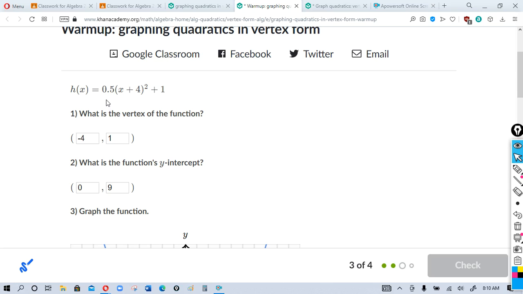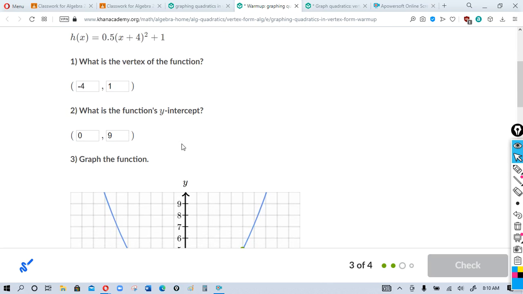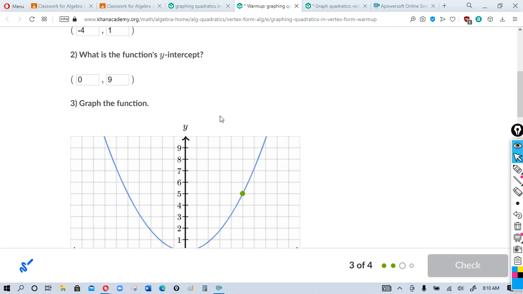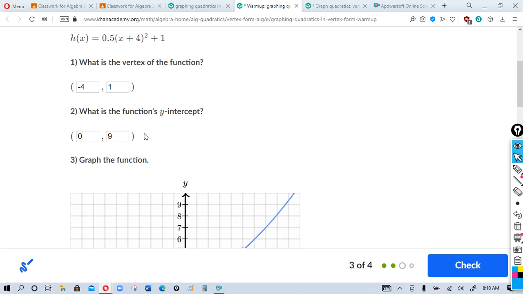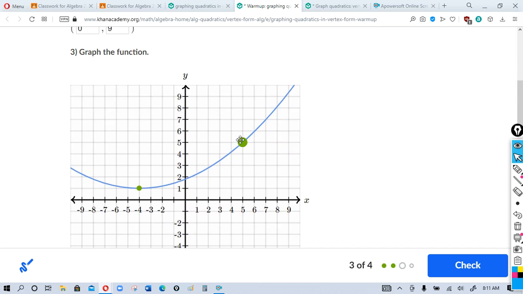You can see the value for A is 0.5, so it opens up. So let's do the vertex. -4 on the x, 1 on the y. So take the vertex, go to -4 on the x, and 1 on the y. And now for the y-intercept, x equals 0, y equals 9. So take the other point, go to x equals 0, and y equals 9. And that's it.